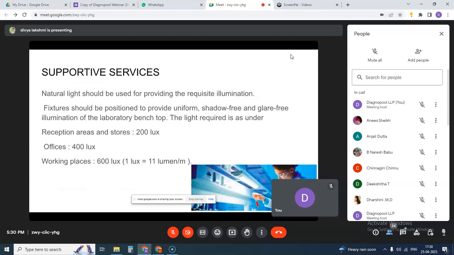We'll just see a few slides on other supportive services. Natural light should be used for providing the requisite illumination. If fixtures are positioned, they should provide uniform, shadow-free and glare-free illumination of the laboratory benchtop. The light required in the reception area is around 200 lux. In offices, it will require around 400 lux. In working places, it will require around 600 lux. So in the workplace, you should have a good lighting arrangement.